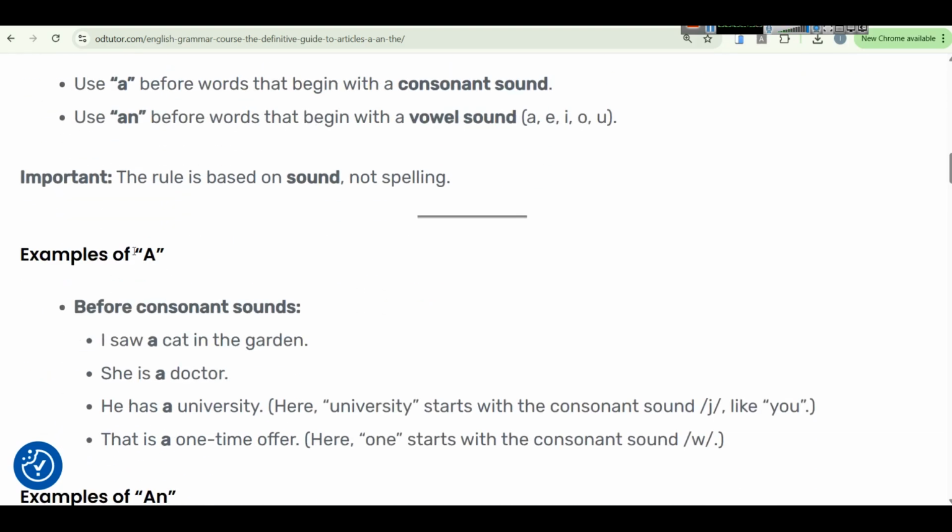Some examples of a before consonant sound. I saw a cat in the garden. Here, the noun is cat and it starts with C, which is a consonant. She is a doctor. He goes to a university. Here, university starts with a consonant sound like ya, like you. So that's why a university. That is a one-time offer. Here, one starts with a consonant sound, wa.